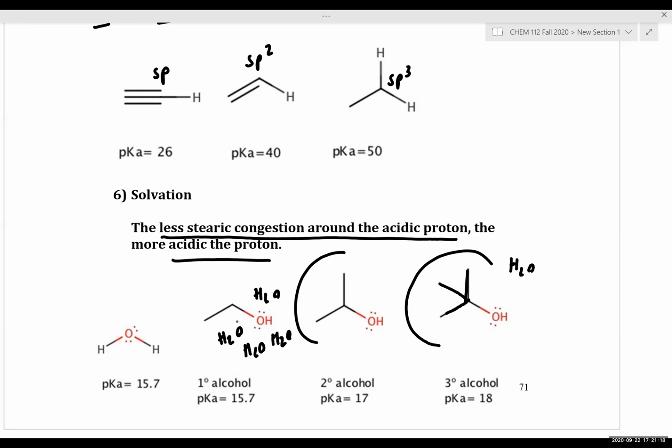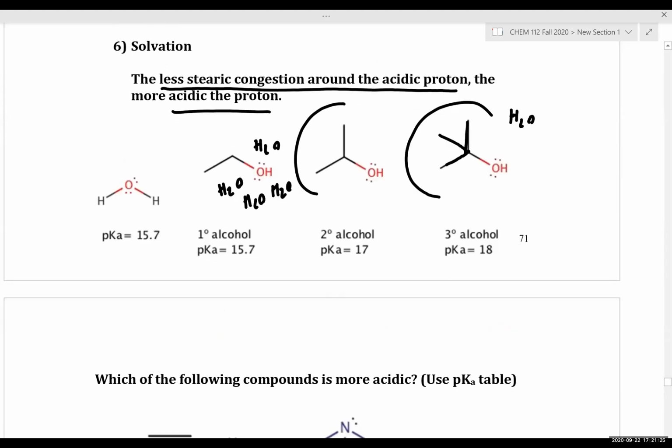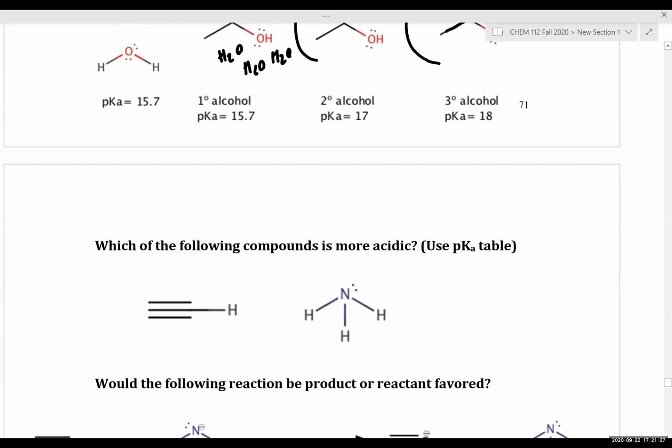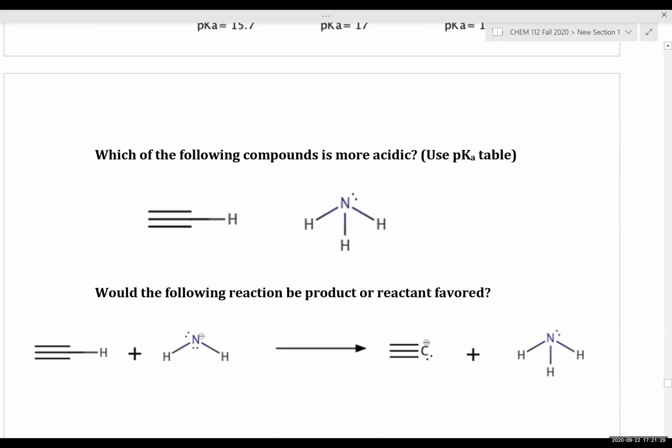So we're going through an overview of all the different effects on proton acidity. And now that we have all of these effects considered, we're going to have to consider how these effects can interplay with each other, how these effects should be considered when you have multiple different effects that you need to consider at once. So let's try to ask the question, which of the following compounds is more acidic?